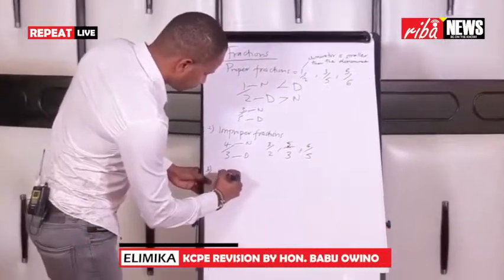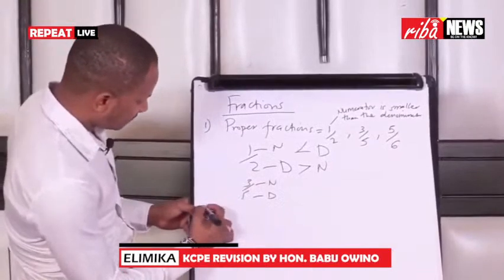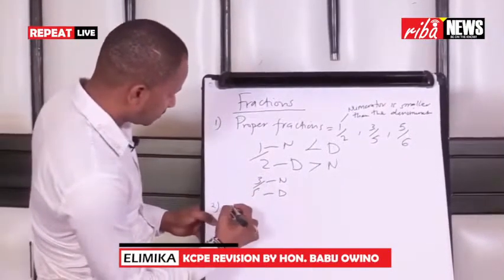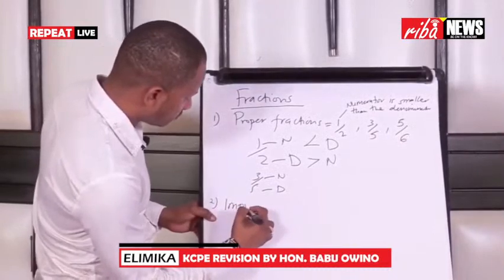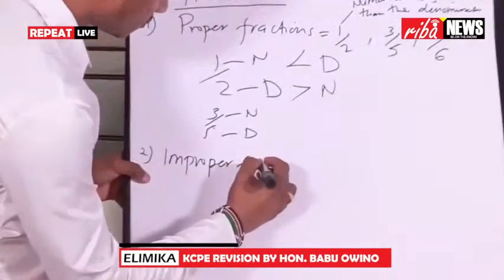Fractions. Mixed, which is bigger. Then the next type of fraction is improper fraction. Improper fractions.